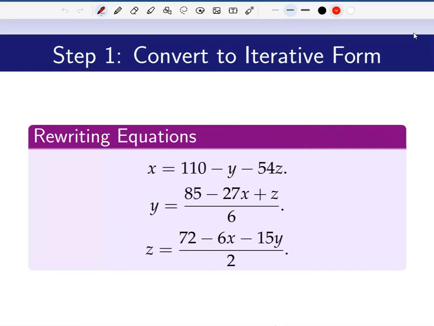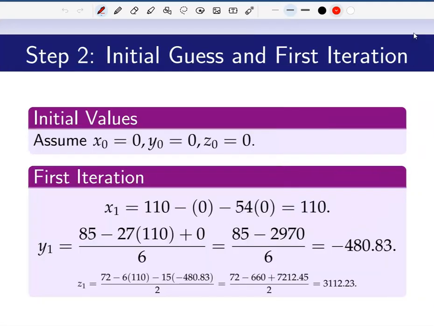Now, to better understand how Gauss-Seidel behaves, let's convert the system into iterative form. We isolate each variable to form updated equations: x is equal to 110 minus y minus 54z, y is equal to (85 minus 27x plus z) by 6, and z is equal to (72 minus 6x minus 15y) by 2. This will be used to compute the successive approximations. The first approximation is x equal to 0, y equal to 0, and z equal to 0.